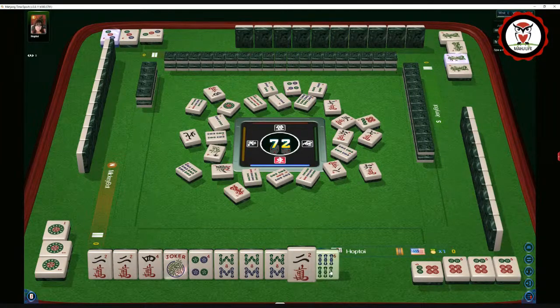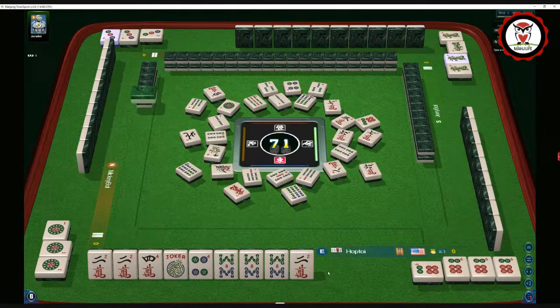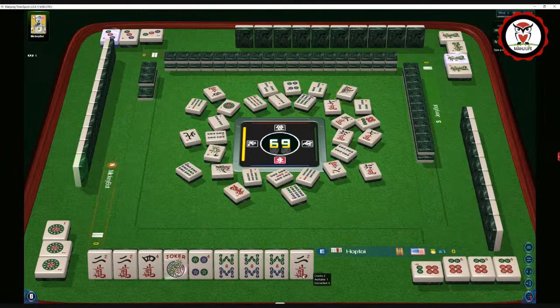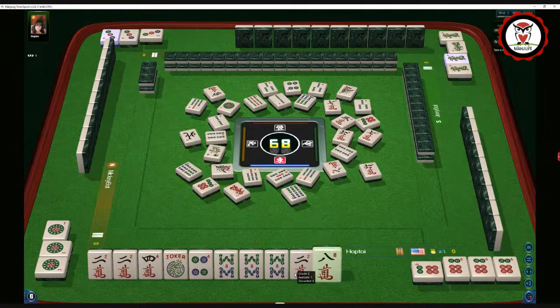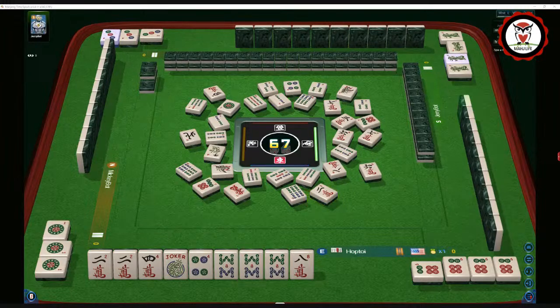6 bamboos. So this is feeling a bit tight. 3 bamboos. 1 bamboo. We still have potential though at the moment. 7 dots. We need a keeper in here. 2 characters. 7 characters. 5 bamboos.